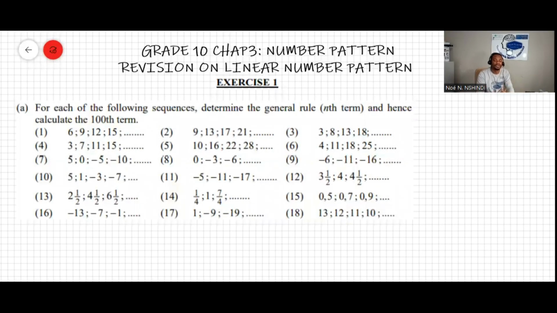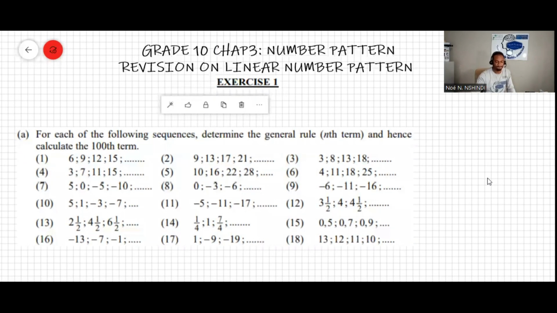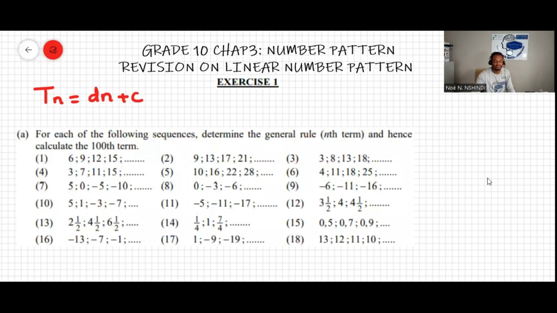Well, now we're going to do a number pattern, and this exercise will be based on the revision of linear number patterns that we learned in grade 9. First of all, I would like to emphasize that a linear pattern is of the form Tn = dn + c, where d stands for the constant difference, and c is just the constant.